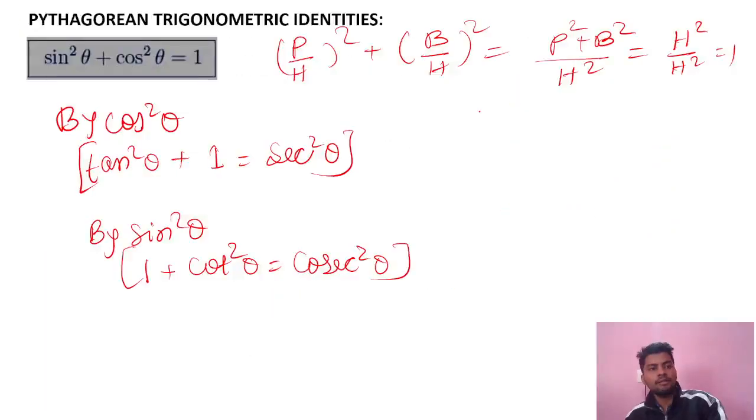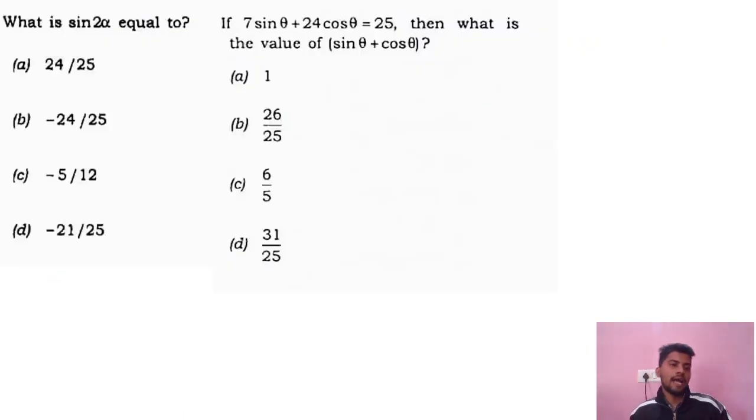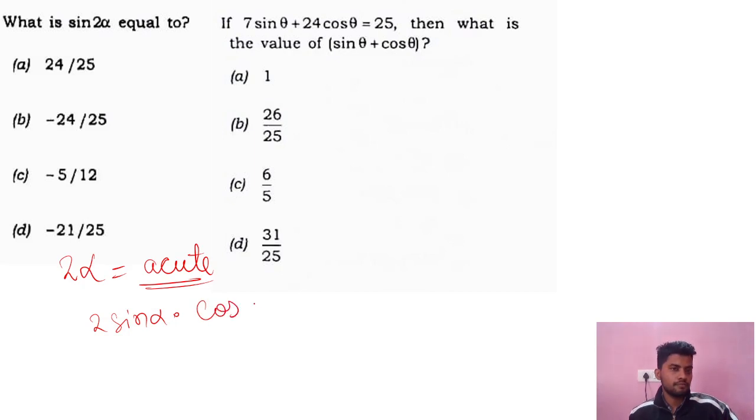Next, let's solve some more questions. Yeah, now there is the sine 2 alpha value. We have to find here the sine 2 alpha value. So as we know, if 2 alpha is an acute angle, then sine 2 alpha is 2 sine alpha into cos alpha. Okay, 2 sine alpha into cos alpha.